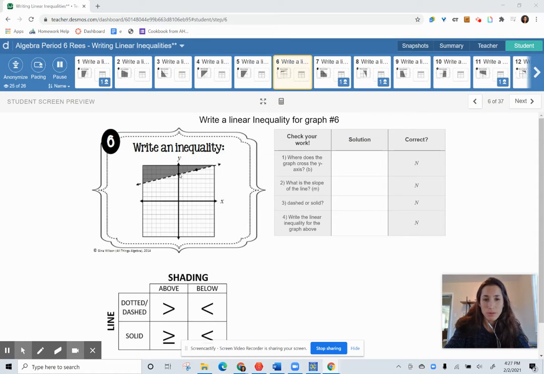Hi, it's Miss Reese. I'm going to go over a few of these graphs here. So we're practicing writing linear inequalities based on a given graph.